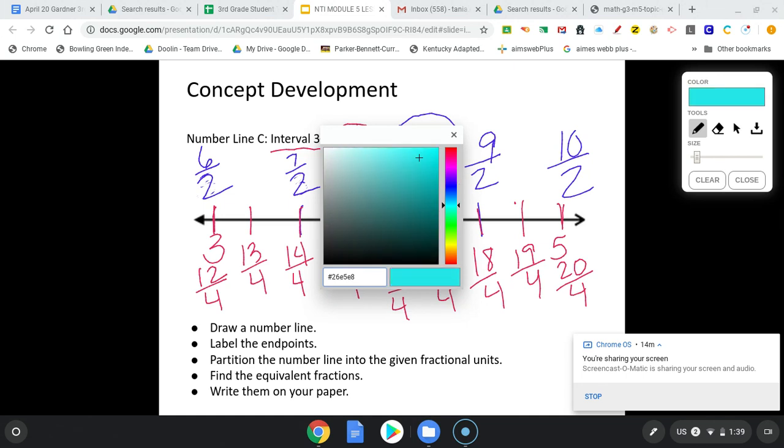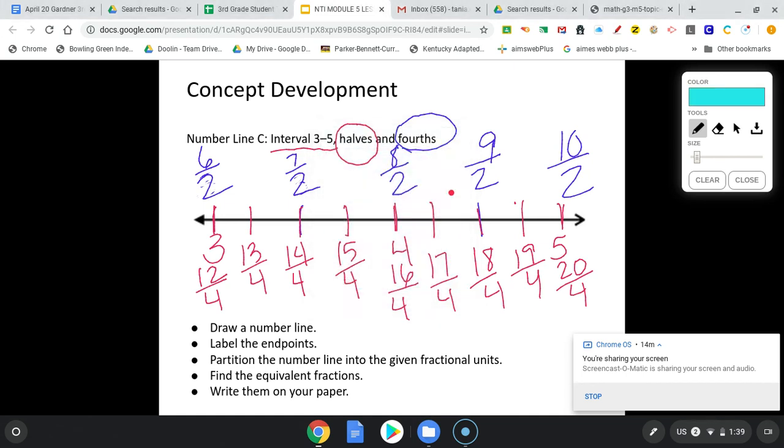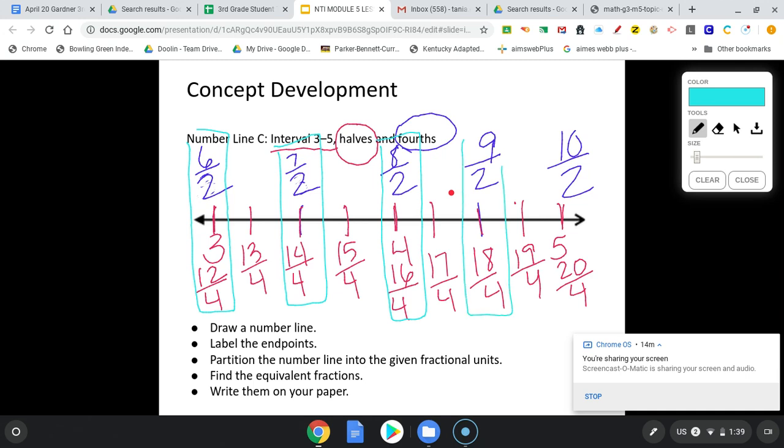Okay, you should have found a lot of equivalent fractions. 6 halves is equivalent to 12 fourths. 7 halves is equivalent to 14 fourths. They're at the same point on the number line. 8 halves is equivalent to 16 fourths. 9 halves is equivalent to 18 fourths. 10 halves is equivalent to 20 fourths. Okay, remember they are equivalent if they are at the same point on the number line.